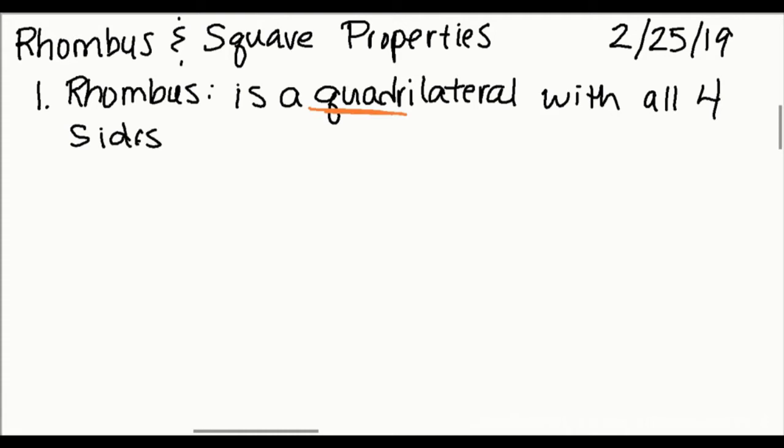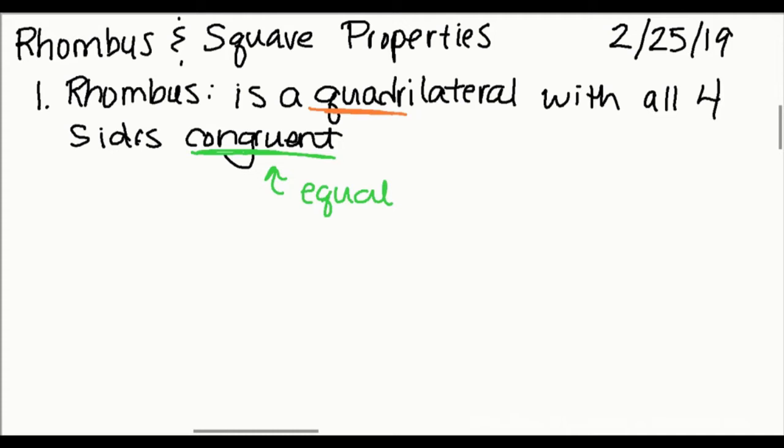Think back. What does this word congruent mean? All four sides are congruent. Congruent meaning that all sides are the same, so they're equal to each other. All the properties that you learned from a parallelogram can also be applied to a rhombus. There are three other characteristics of a rhombus that I'll describe here in the following theorems.